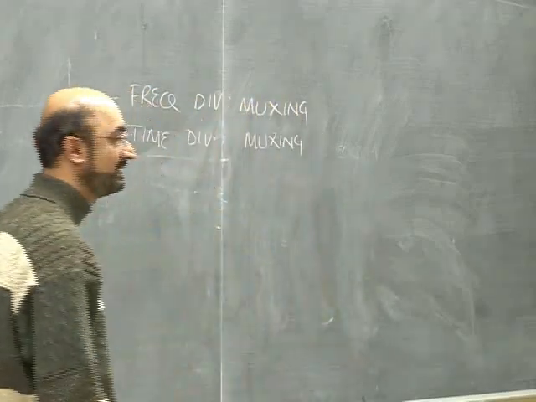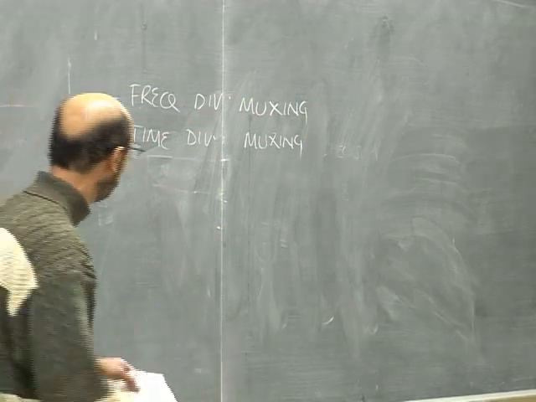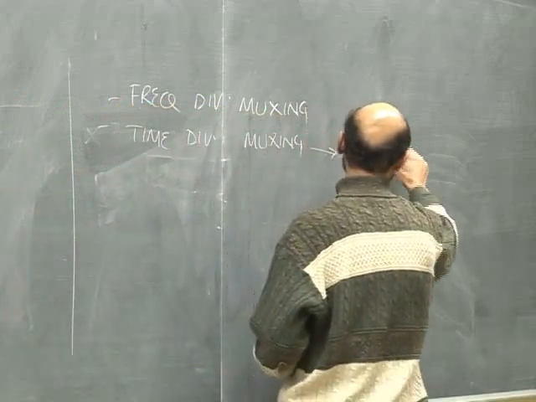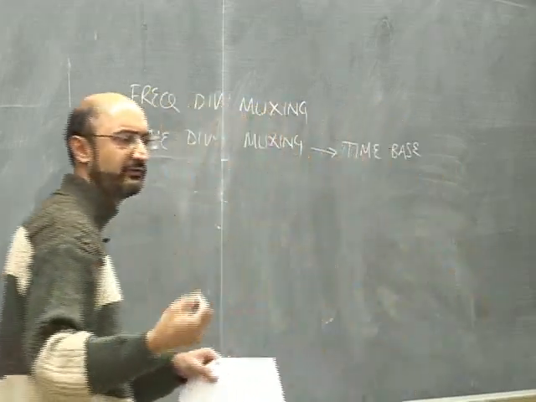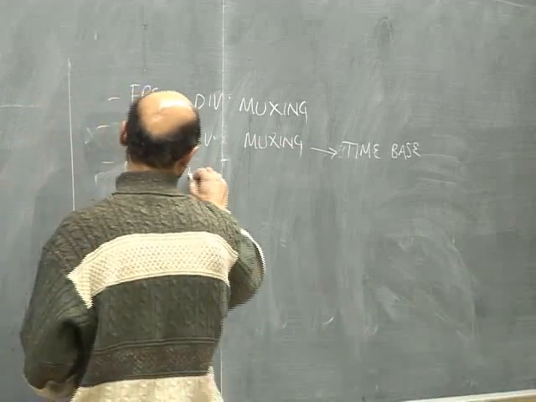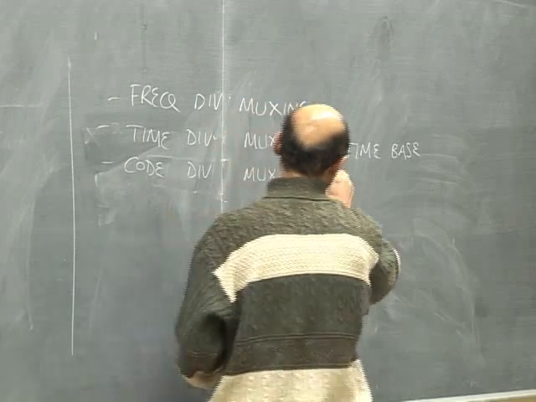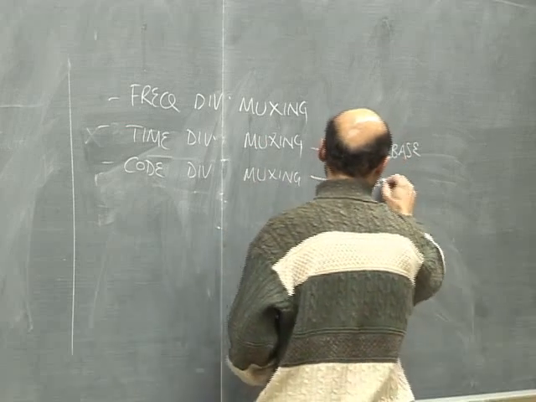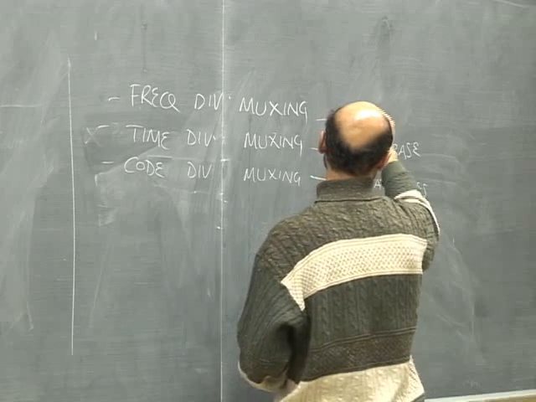Okay, so frequency division means that they're speaking in different frequencies. Time division means the different talkers speak at different times. And for this, you need what's called a time base, which means everybody has to agree on the time. That's why we had HE calling out 1, 2, 3, 4, because they all had the same time. Then we had code division, where they use different codes. You need to allocate codes. Here we have to allocate frequencies.